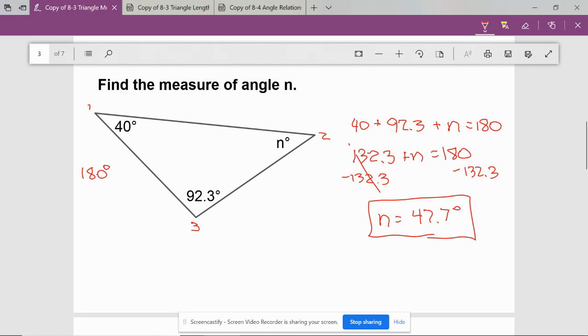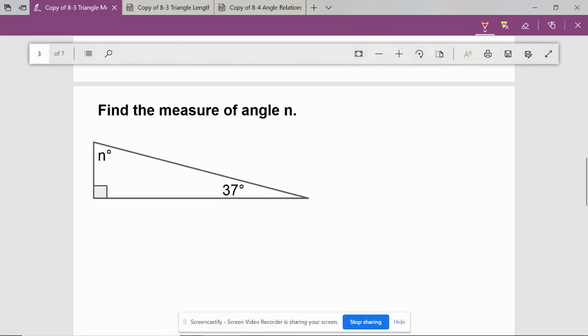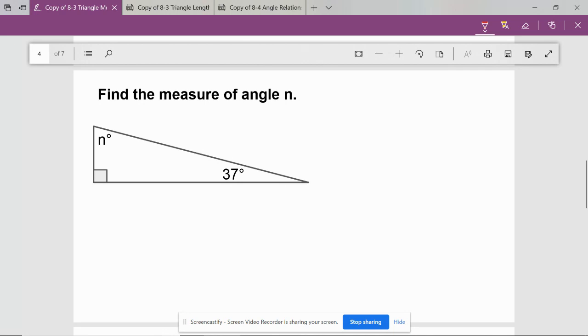Okay, so let's go on to the next one. Again, these aren't too hard if you just keep up with what's going on. One thing with this, we need to understand when we see this square in the corner, that is telling us that that angle is 90 degrees, or what we call a right angle. So that's 90 degrees. So we know all of our angles. So let's take these. It all has to add up to 180. So 37 plus 90 plus n is going to equal 180. Then we're just going to solve that out. So 37 plus 90 is 127 plus n equals 180.